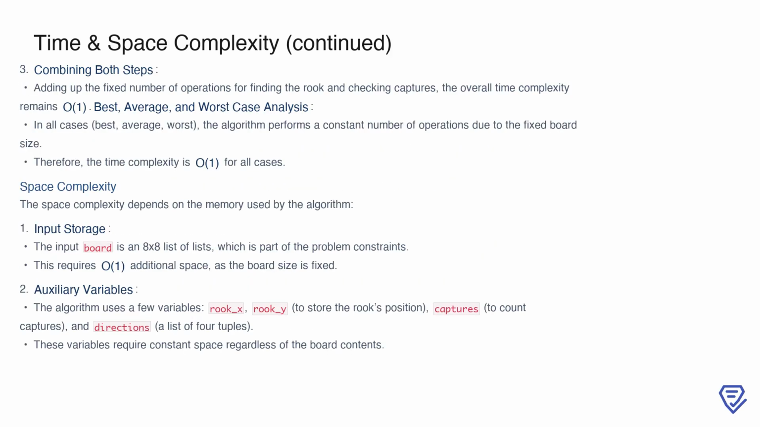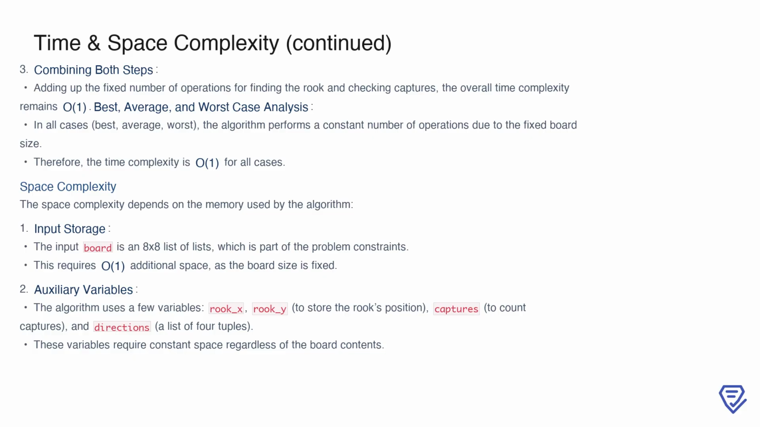When combining both steps of the algorithm, finding the rook's position and checking potential captures, the overall time complexity is O(1). This holds true for the best, average, and worst cases, as the number of operations remains constant regardless of the board's content. For space complexity, the algorithm's memory usage is minimal. The chessboard itself is part of the input, and its size is fixed at 8x8, so no additional space is required for storage.